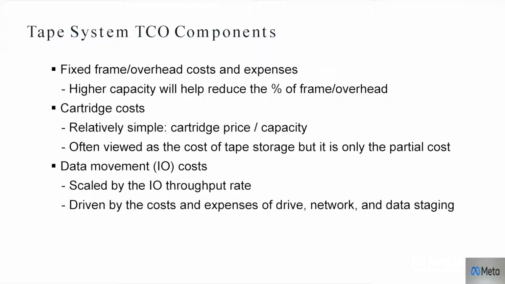Okay, so just to recap, what does the TCO have? Three components: the fixed frame overhead cost, and the operating expense for the frame, because it consumes power. The cartridge itself only has an acquisition cost. It does not require power. That's, I think, well acknowledged. Tape does not require power, but that's only the cartridge part. The other parts, the drive, also require power. The network requires power. All the staging nodes that support the tape system also require power. That will be the data movement cost.